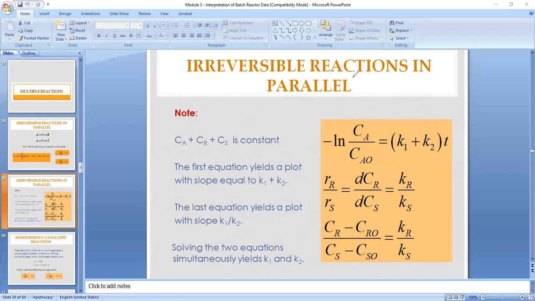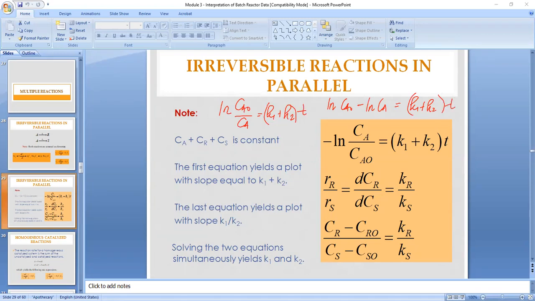Now if I'm going to write it here, your linearized equation, if I transfer the negative to this side, or never mind, we'll just write it here. So you will have the ln of CaO over the ln of Ca to get rid of the negative. And you will have here K sub 1 plus K sub 2 times the time, which can further be written as ln of CaO minus the ln of Ca being equal to K sub 1 plus K sub 2.